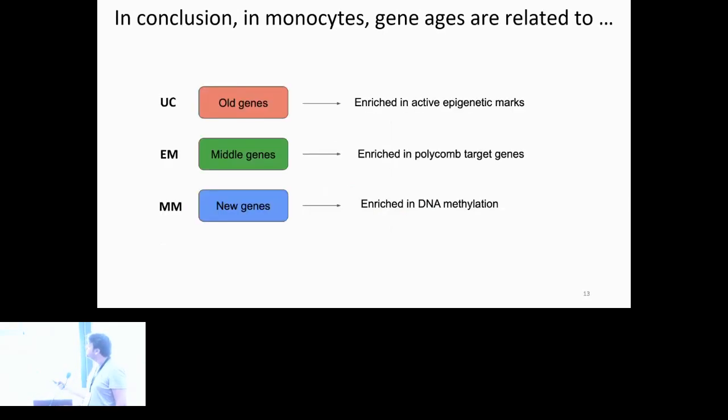In conclusion, in the unicellular ancestor, all genes are enriched in active epigenetic marks. In early metazoan middle genes, they are enriched in Polycomb target genes. Polycombs modify the chromatin structures. And more specifically, new genes are enriched in DNA methylation.